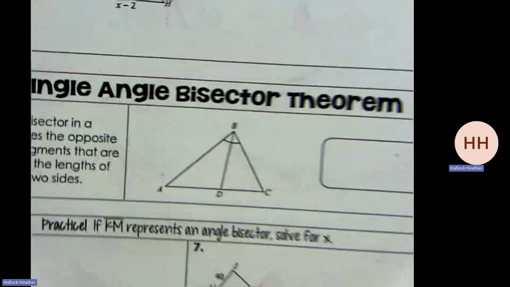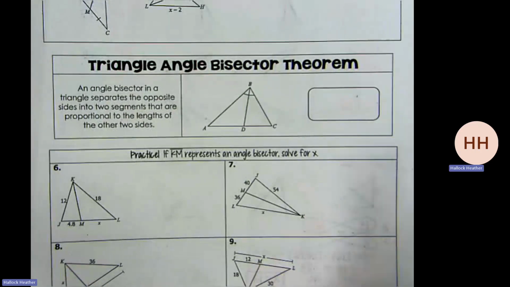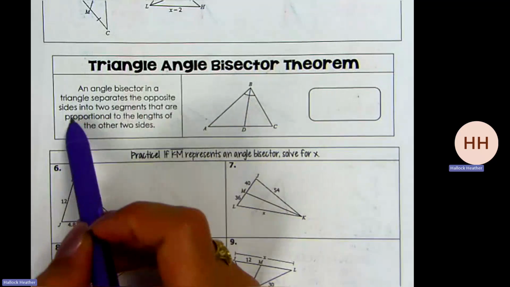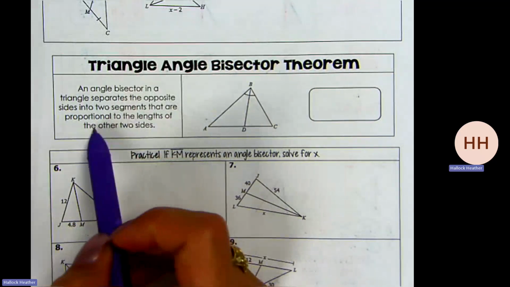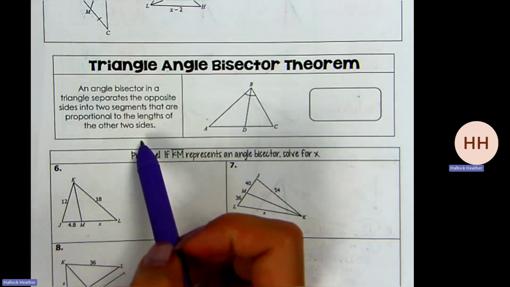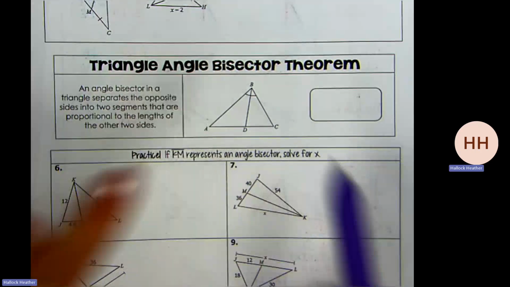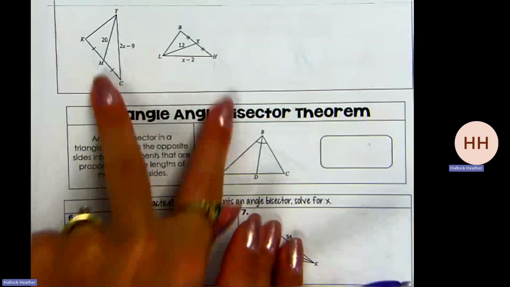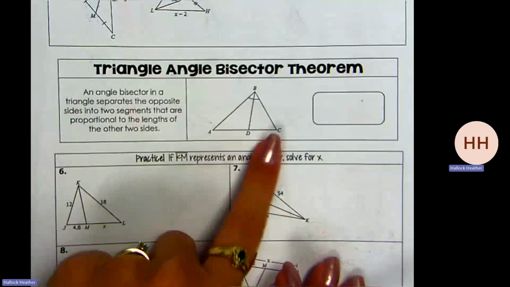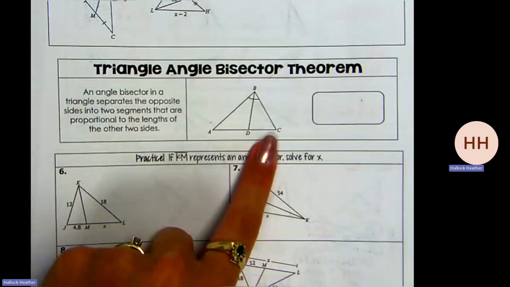The last new thing is technically the triangle angle bisector theorem. It says that an angle bisector in a triangle separates the opposite sides into two segments that are proportional to the lengths of the other two sides. And you're like, what the heck? Why is there words in math? Okay, so disregard that. Instead of having literally two separate triangles to compare, this is two triangles within one triangle.